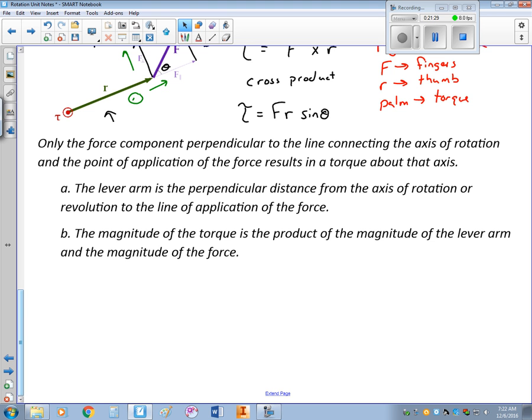So again, notice that only force components that are perpendicular to the line connecting the axis of rotation and the point of application of the force result in a torque. So we have to make sure that we do use the cross product, or at least make sure that that force is always perpendicular to your lever arm distance.